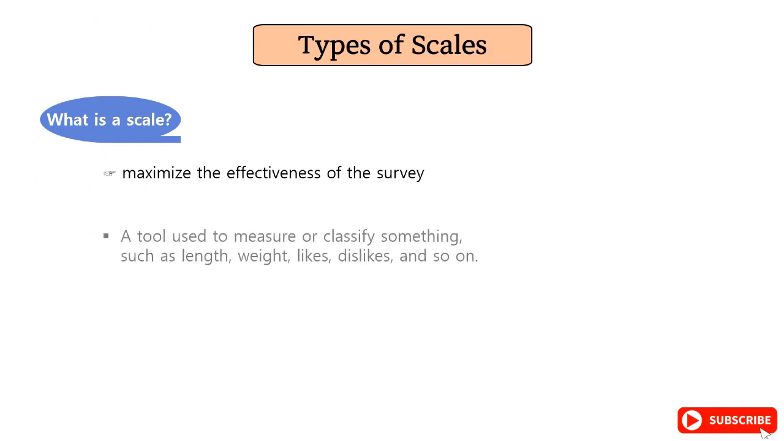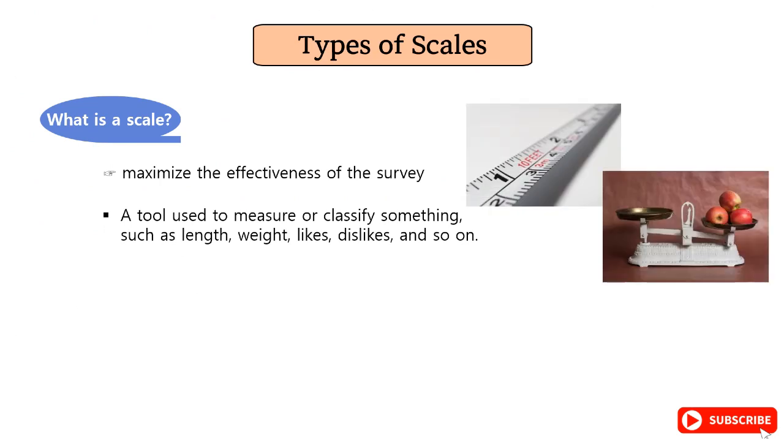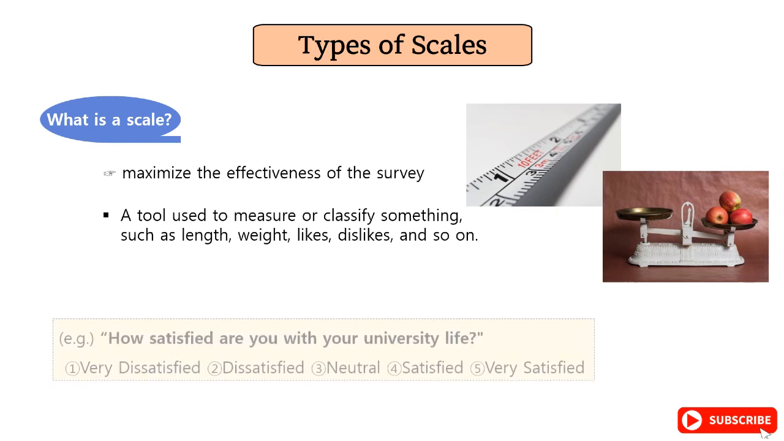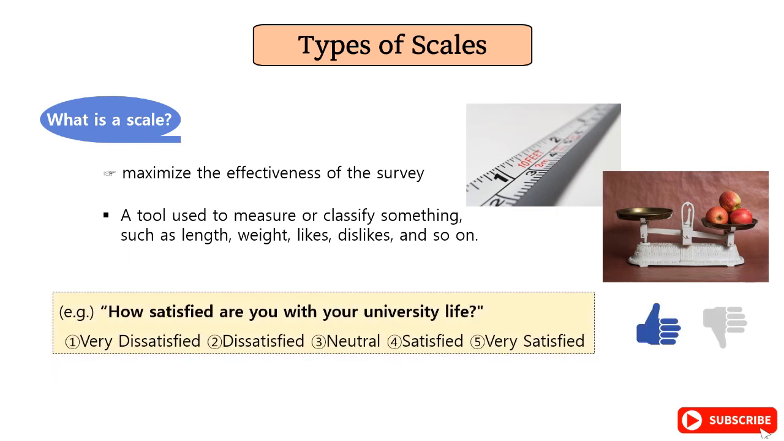A scale refers to a tool used to measure or classify something, such as length, weight, likes, dislikes, and so on. For example, in a survey presenting a 5-point or 7-point scale as a response to the question, "How satisfied are you with your university life?" with options ranging from 1 to 5, very dissatisfied, dissatisfied, neutral, satisfied, very satisfied, is called a scale.